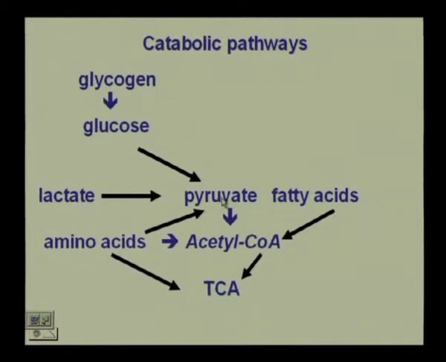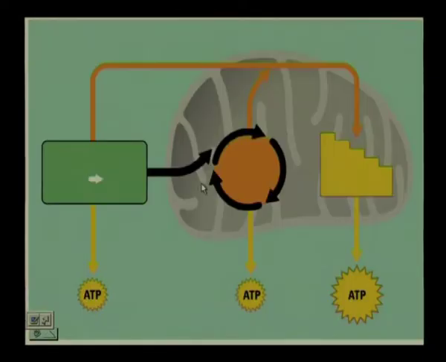So, we have lactate also getting to pyruvate, and amino acids have entry points at 3 places, where they can get to pyruvate, get to acetyl-CoA, or get directly to the tricarboxylic acid cycle. Fatty acids get into acetyl-CoA. So, we have considered so far the breakdown of glucose to pyruvate.